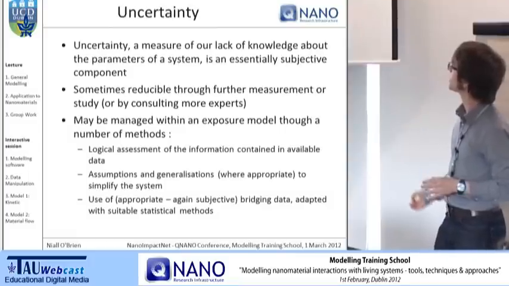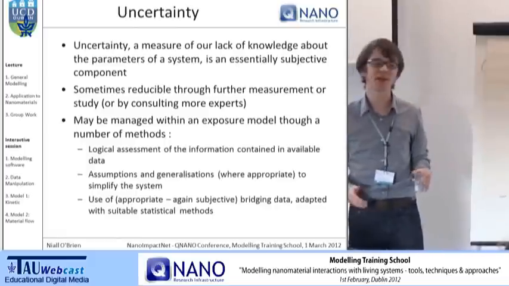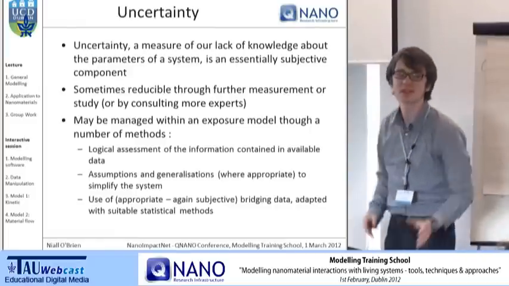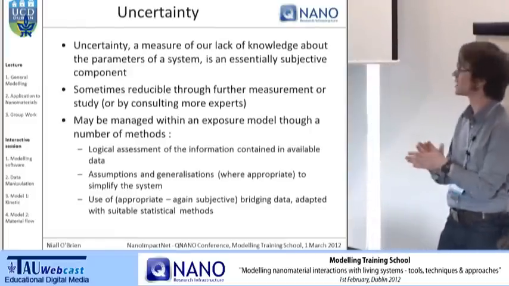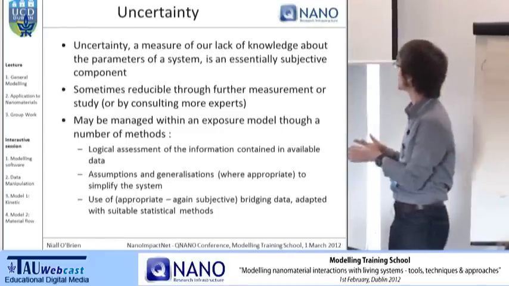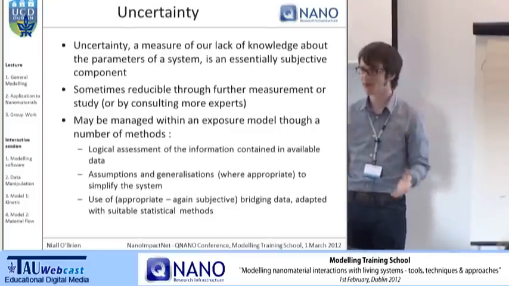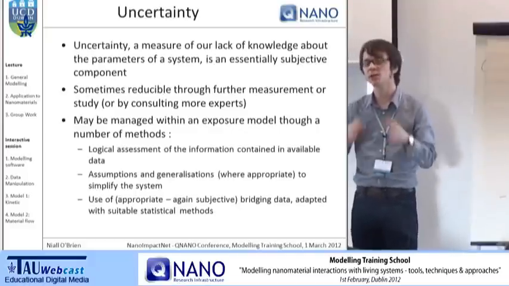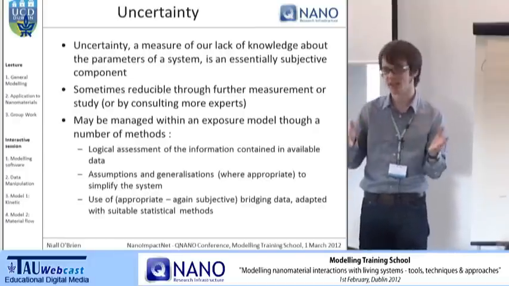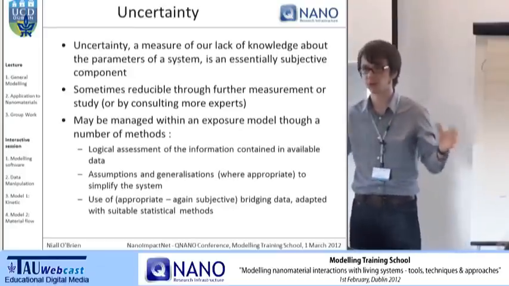So, a logical assessment of the information contained in the available data, assumptions and generalizations, where appropriate. So we can generalize and assume our model down to a nice, simple model, but if it's not justified or if it's not appropriate, then it shouldn't be done. And then again, use of appropriate bridging data. So we mightn't have data for nanomaterials, but we have data for, let's say, bulk metals, things like this. And perhaps we can use this data with more applied uncertainty as bridging data. So it covers the gap, so we are able to model and see the influence of this element on our total exposure, on our total behavior.